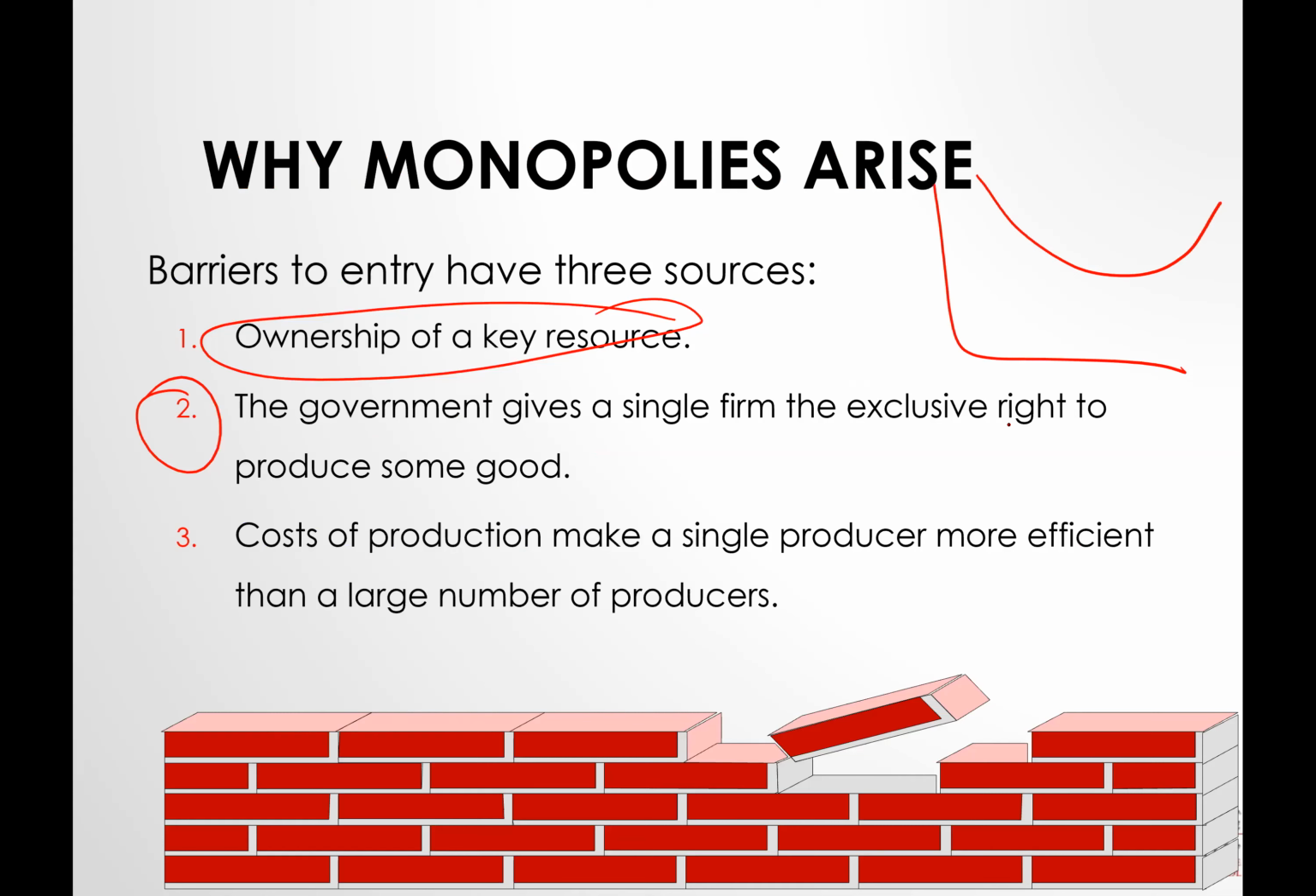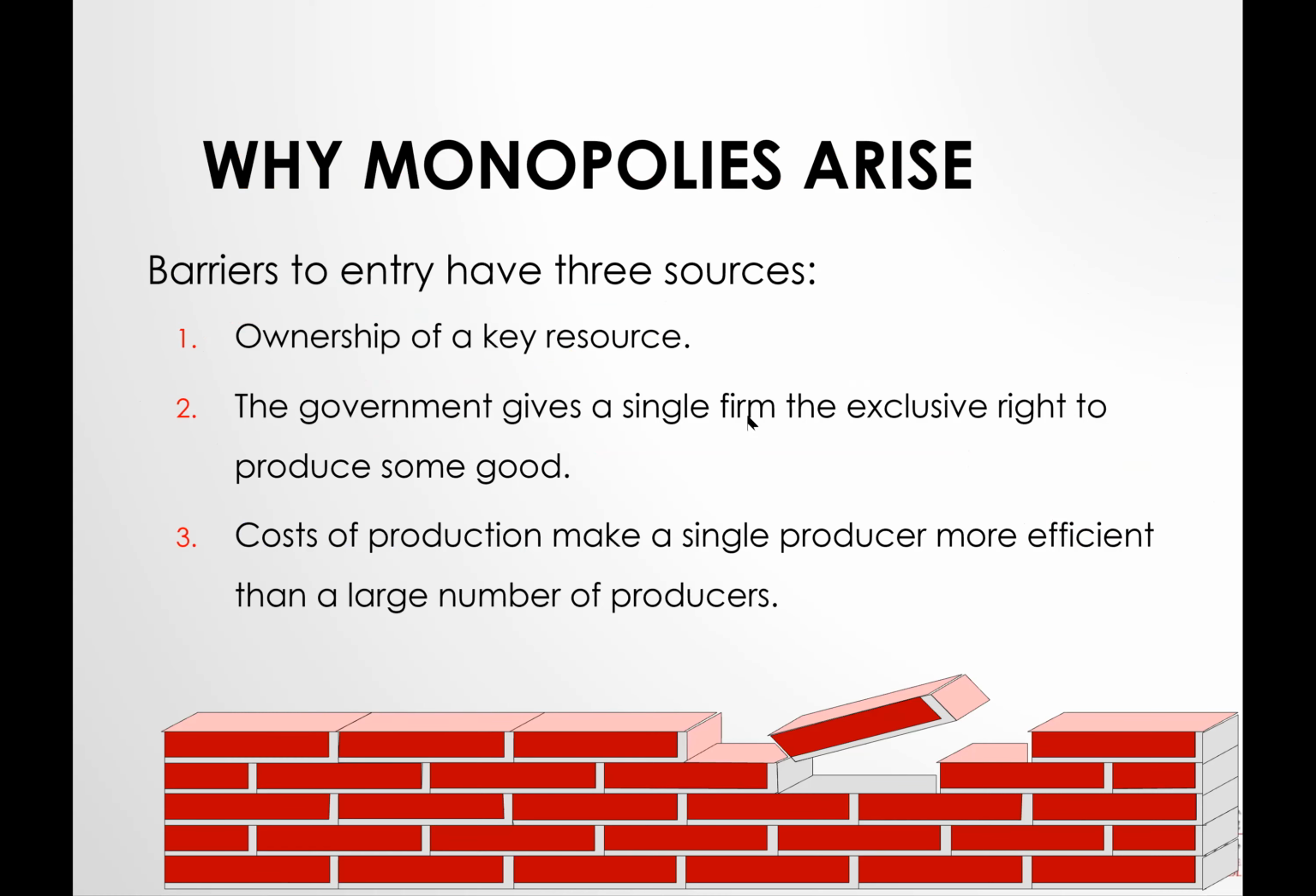Your average total cost looks like this. You are not here, you are still here. When you are here, your average total cost looks like this, because when you produce more, your average total cost decreases and your quantity increases. So by doing so, you can wipe out all the competition and you become a monopoly, right?